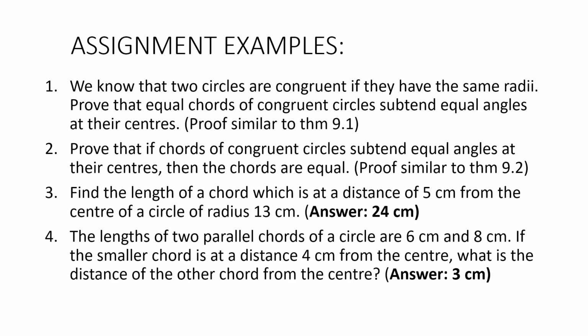Find the length of a chord which is at the distance of 5 cm from the center of a circle and of radius 13 cm. The answer is 24 cm. The lengths of two parallel chords of a circle are 6 cm and 8 cm. If the smaller chord is at a distance of 4 cm from the center, what is the distance of the other chord from the center? The answer is 3 cm. We have done a similar example.